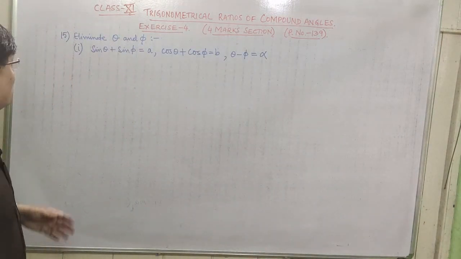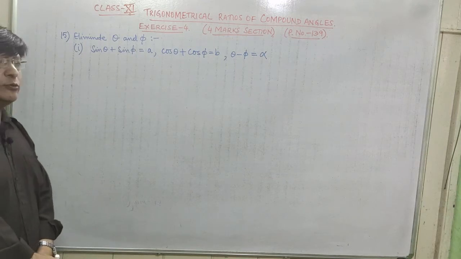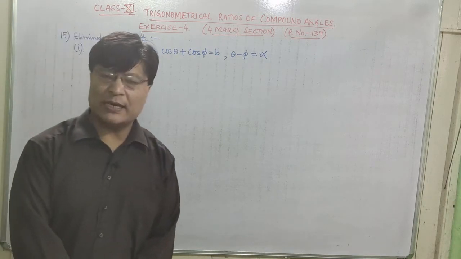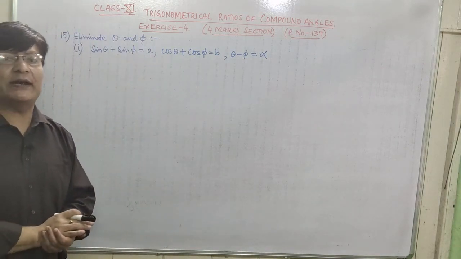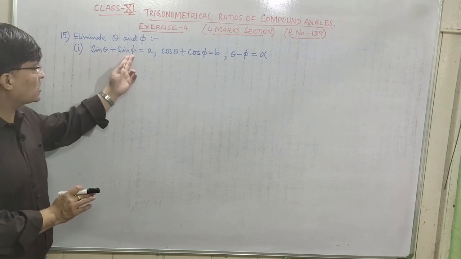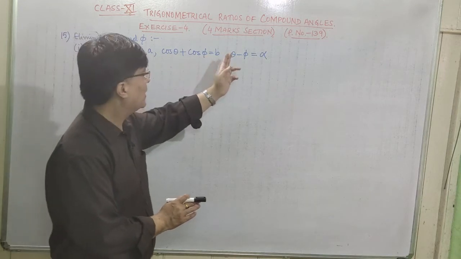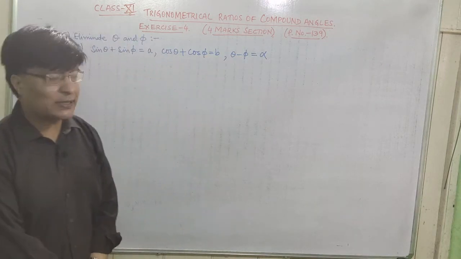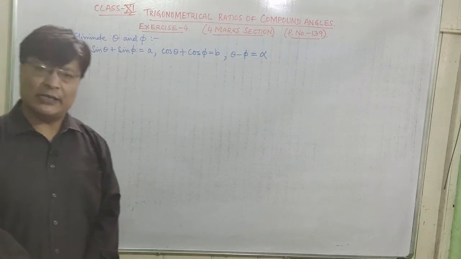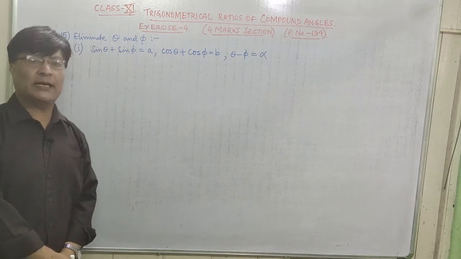So now we'll do the next problem, that is number 15, number 1. You have to eliminate theta and phi. What do you mean by eliminate theta and phi? You have to remove theta and phi from the equations: sin theta plus sin phi is equal to A, cos theta plus cos phi is equal to B, and it is also given that theta minus phi is equal to alpha. So using these given relations, you have to remove or eliminate theta and phi.